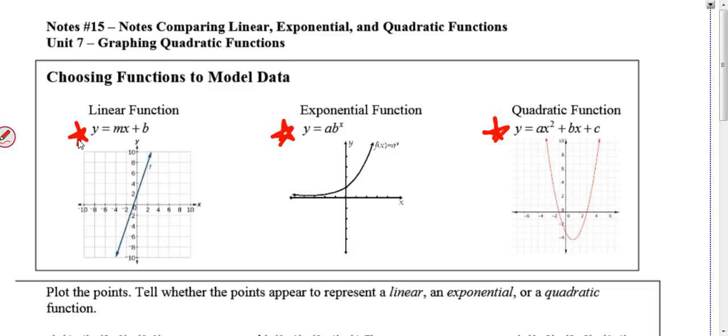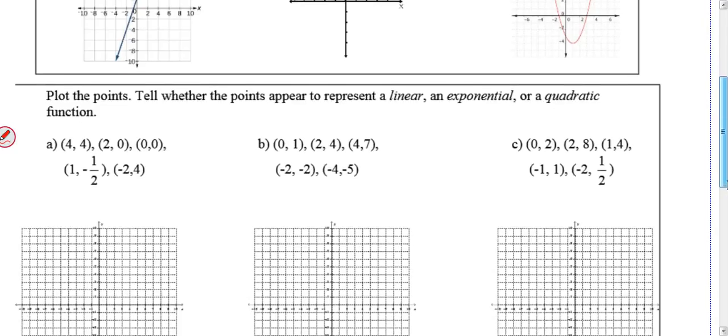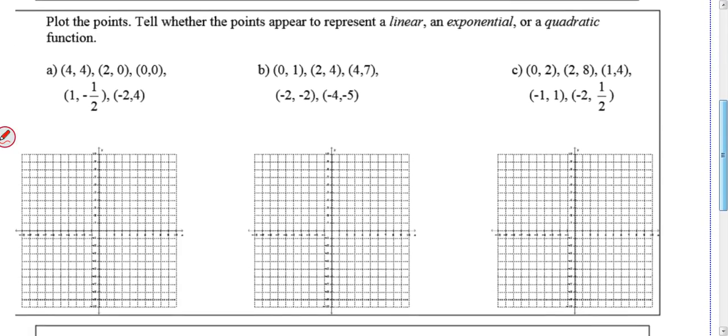but typically when we do transformations, the transformations go into each of these forms. Okay. So the first thing that we're going to do is plot the points and then tell whether the points appear to represent a linear, exponential, or quadratic function. So for A, go ahead and plot those points. Once you plot those points, go ahead and draw a line to connect your points. And when I connect these, it is going to make a parabola. Okay, and so you're going to have to tell me, well, a parabola is a quadratic function. So let's go ahead and fill that in.